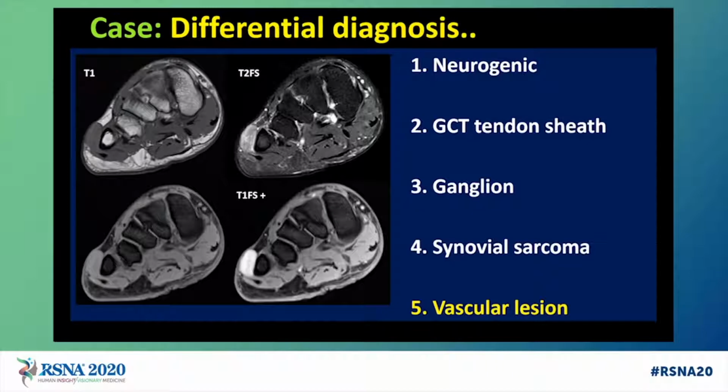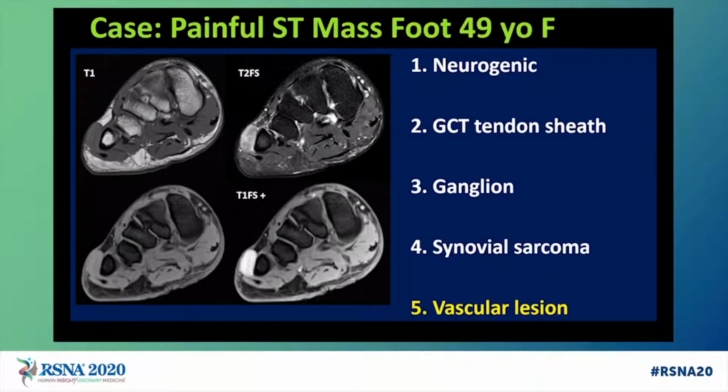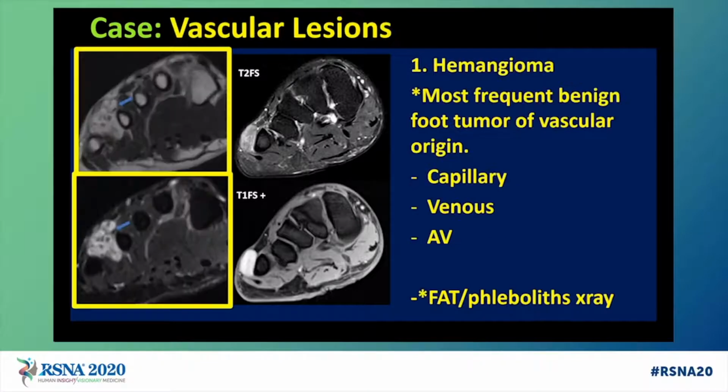Finally, we're going to talk about vascular lesions. Remember, our patient has this painful soft tissue mass. It demonstrates diffuse homogeneous increased signal enhancement pattern and heterogeneity on our T2 fat saturated sequence. The most common lesion is a hemangioma, which is the most frequent benign foot tumor of vascular origin. It has 3 types, which are capillary, venous, and arteriovenous combination. These typically are characterized by internal fat and phlebolith and tortuous vessels.